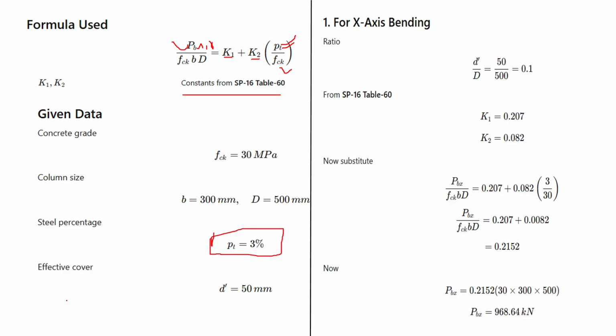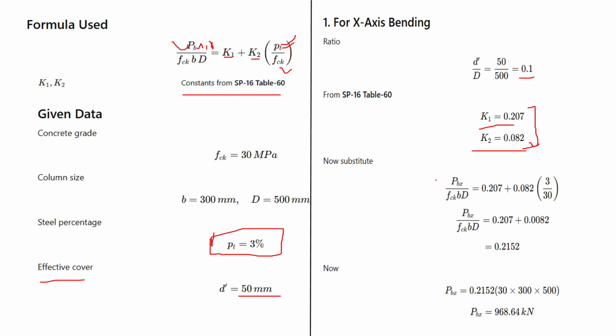I'm taking effective cover, that is D dash, equal to 50 mm. So the D dash by D ratio you are getting is 0.1. We have already seen in table 16, so K1 and K2 values you have to see using the chart. K1 is 0.27 and K2 is 0.082. Okay, so PBX.